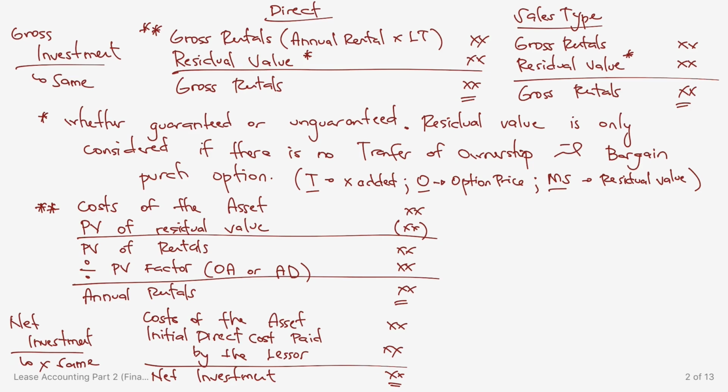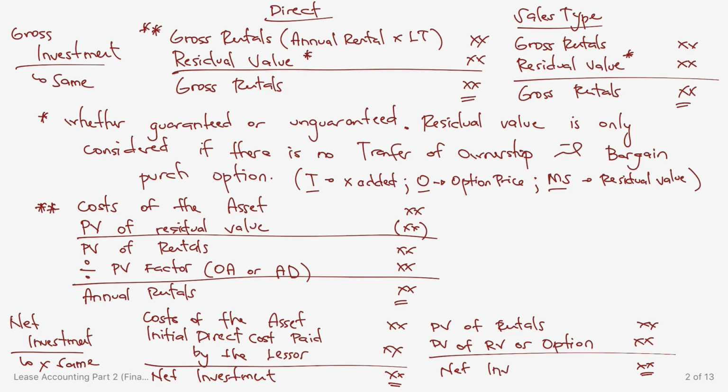Sir, bakit? Because net investment will be the present value of gross investment. Meaning, net investment will be equal to the present value of rentals plus what? Plus the present value of residual value or option, kung ano man yung in-add mo sa gross investment, no? So this will be the net investment under what? Under the sales type lease. So magkaiba na ang computation ng dalawa.